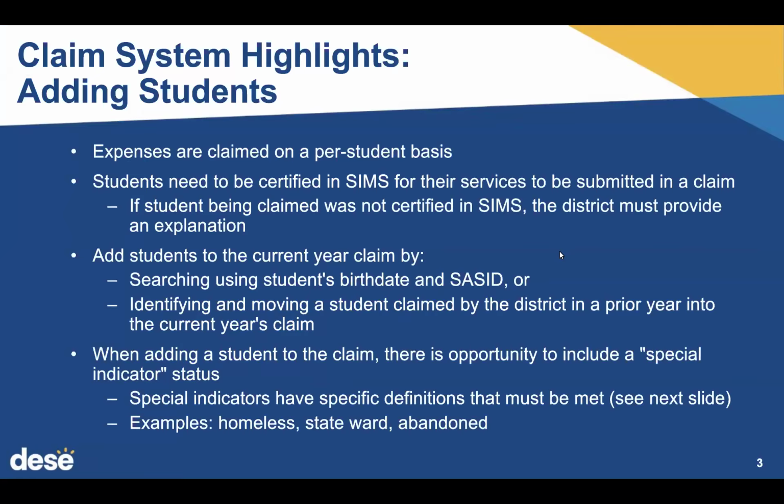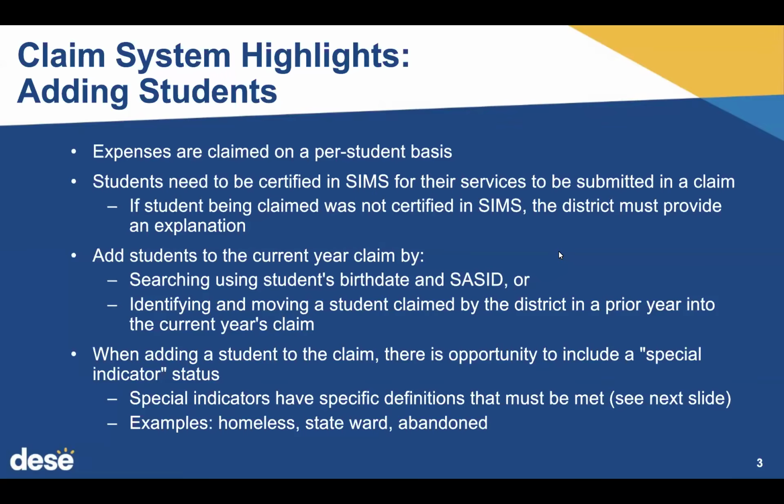As you know, students are claimed on a per student basis. They need to be certified in SIMS in order to claim expenses for a student. There's different ways to add students to the current year claim. One is by searching by a student's birth date and SASID, and another is by identifying and moving a student claimed by the district in a prior year into the current year's claim. I'll be showing you this in more detail.